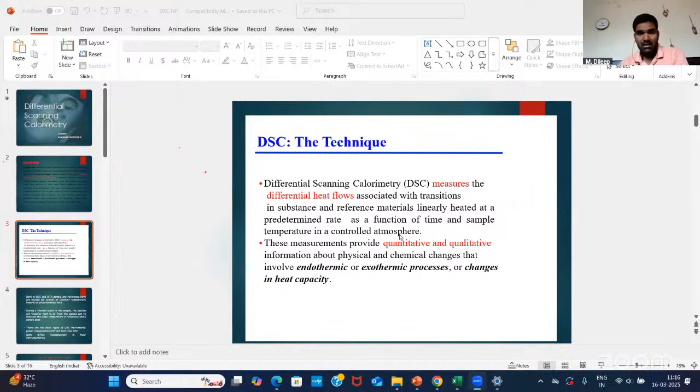So what this differential scanning calorimetry does, it measures the differential heat flows. There occur some transitions in the substances. We will take two substances: one is the sample, which we have to find, and the other is the reference, whose values we know. We will take the reference material and the sample, and we will measure the differential heat flows between the reference and the sample.